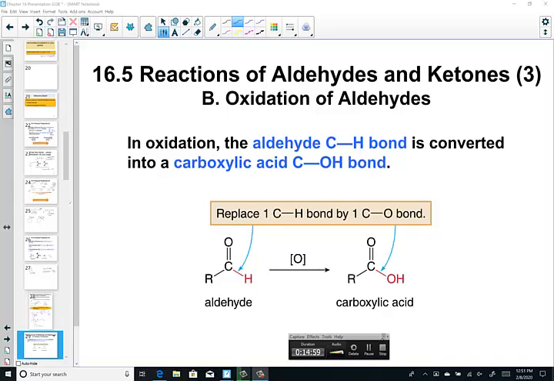So in oxidation, the aldehyde CH bond is converted into the carboxylic acid COOH. The increase of carbon to oxygen bonds, that's our very definition of oxidation. Oxidation means to increase the number of C to O bonds, and that's exactly what we've done. We removed a CH and we added a carbon to oxygen, creating a COOH. Carboxylic acid is formed.